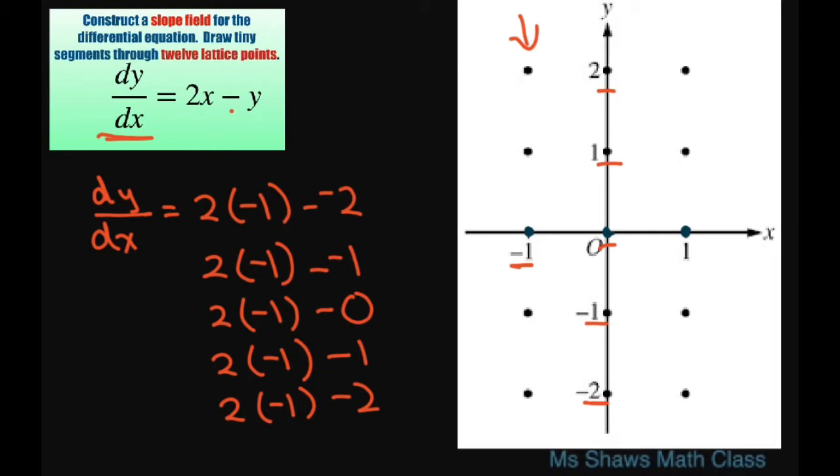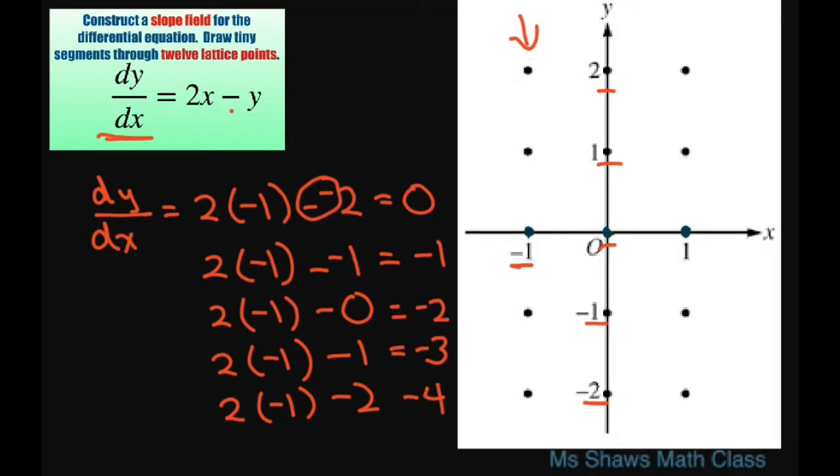Then you simplify this, and we're going to get -2 plus 2. That's a plus here. So -2 plus 2 is 0. -2 plus 1 is -1. This is going to be -2. -2 minus 1 is -3. And -2 minus 2 is -4.